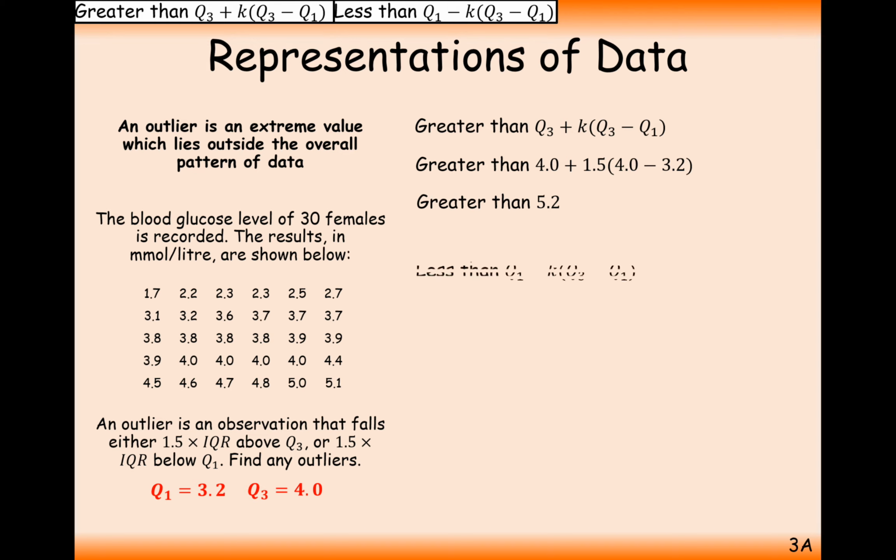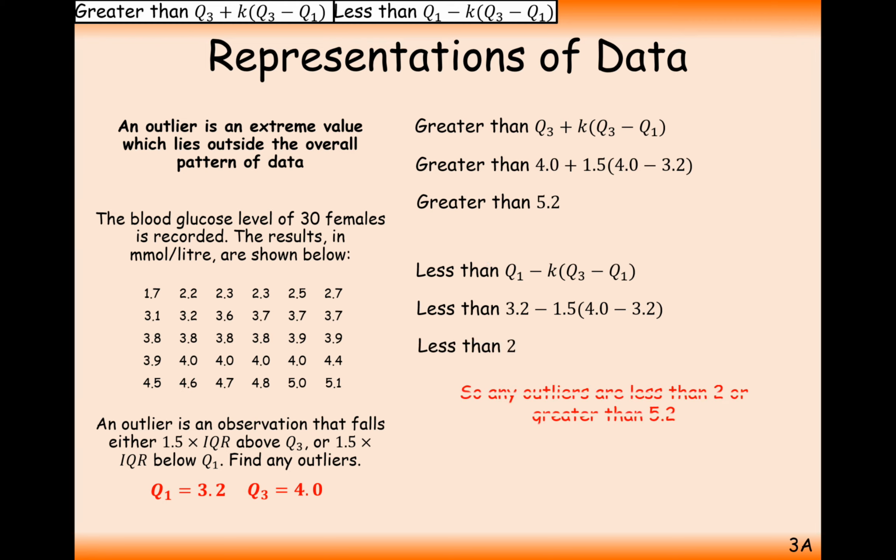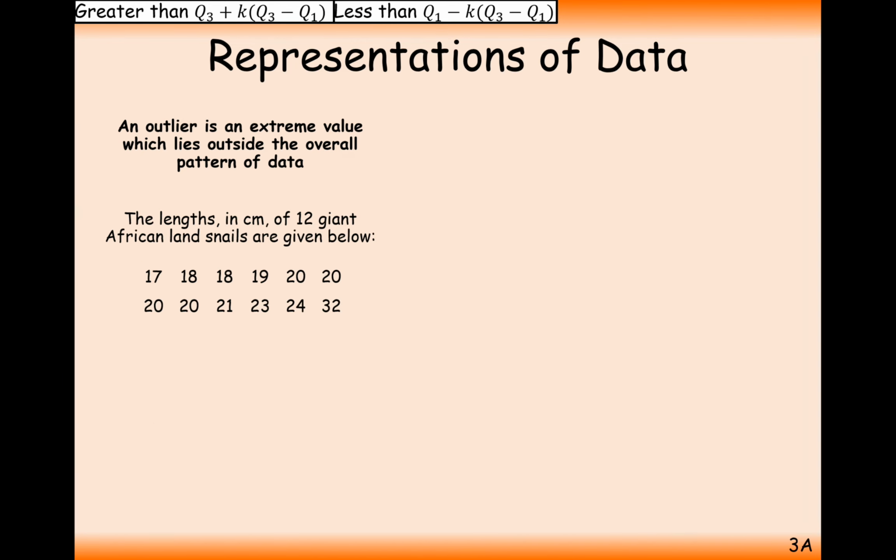Let's have a look at the lower bounds. So it's less than Q1 minus 1.5 times the interquartile range. And this here gives us 2. So 2 effectively is our critical value at which we would say anything less than it is an outlier. And in fact, yes, we would have 1.7 as the only outlier out of our data set here.